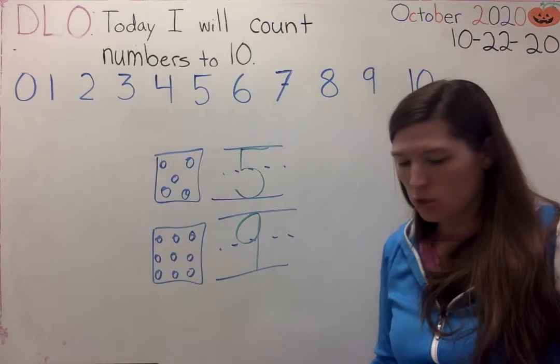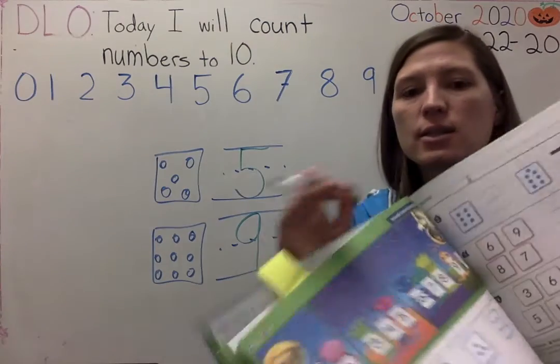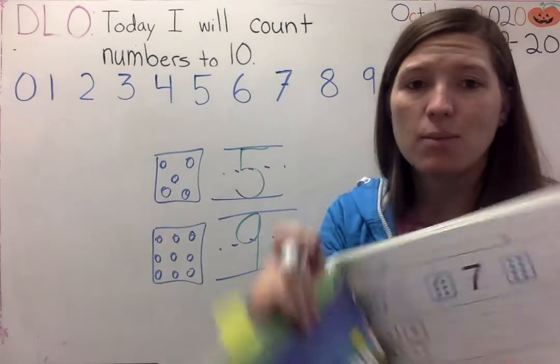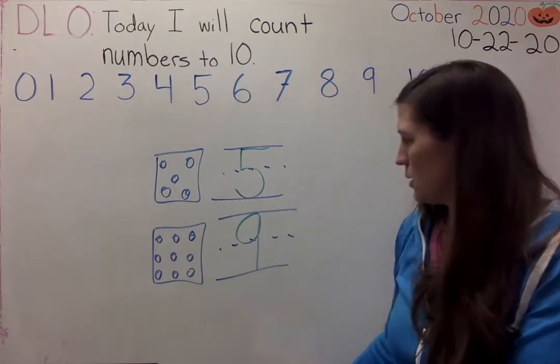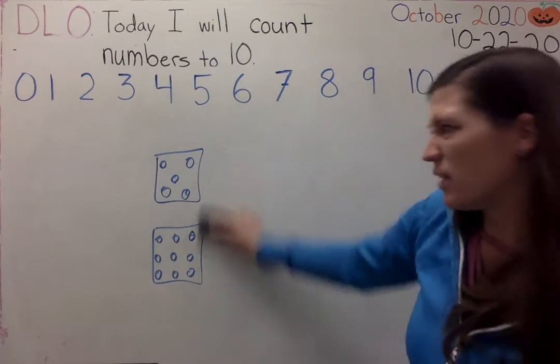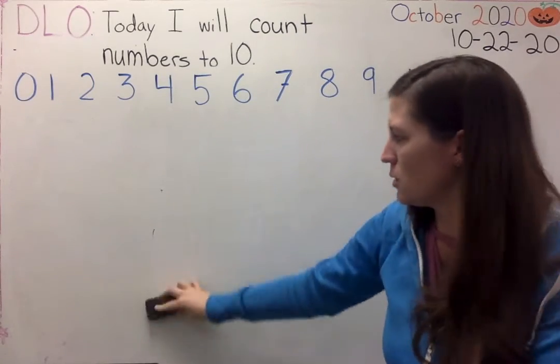So on your page, you're going to count the dots and write the number. Easy cheesy lemon squeezy. I guess it's easy peasy, but I like cheesy better because I like cheese.